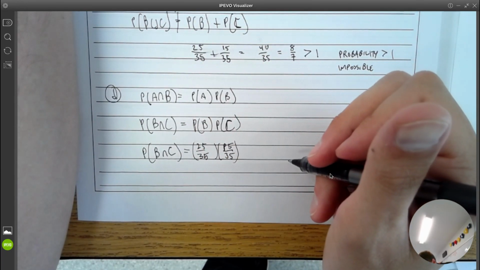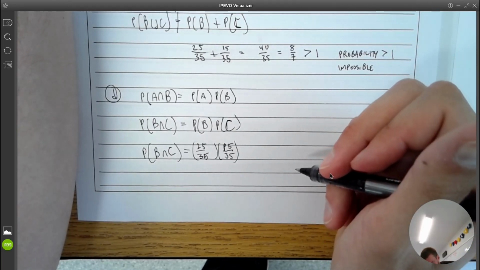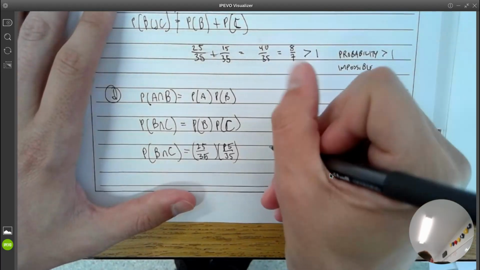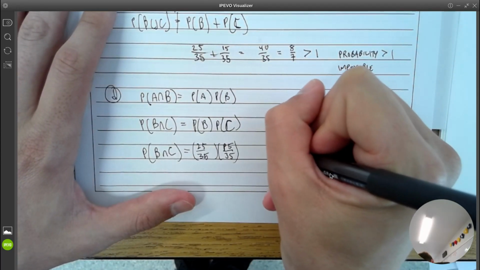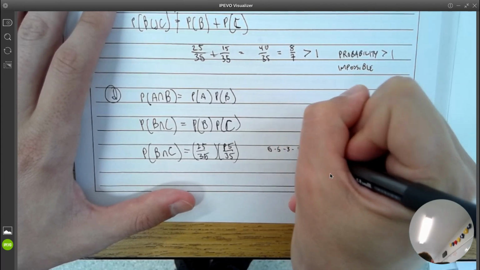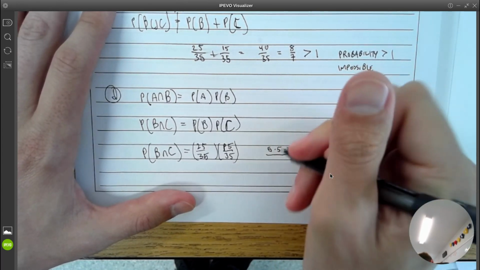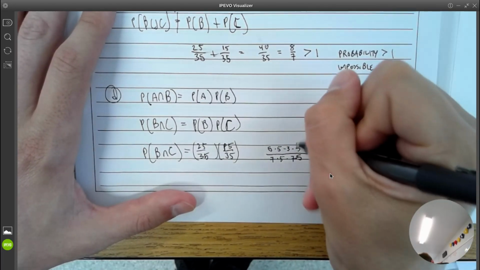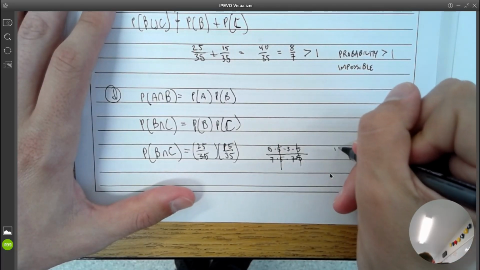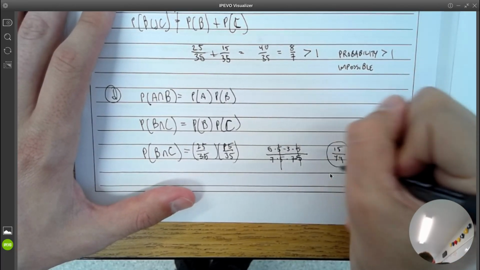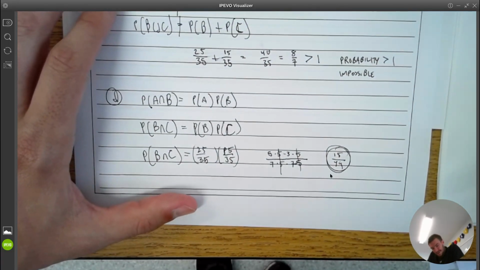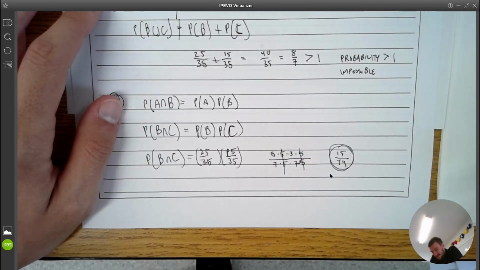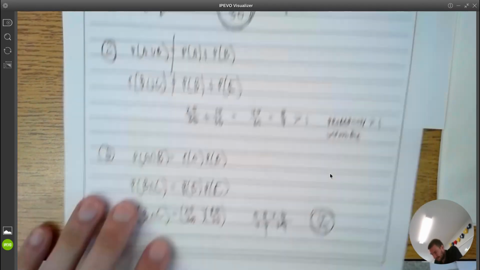Multiply these together. It's not too hard to multiply together without a calculator. This is 5 times 5 times 3 times 5, if I think about their prime factorization, over 7 times 5, 7 times 5. Cross out some of the 5s. This is 15 out of 49. But that doesn't prove anything. How many marks are we getting for this one?